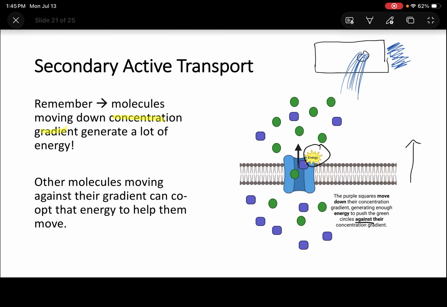So coupling the movement of these two molecules together, it's still requiring the input of energy, but that energy, instead of coming from ATP, is coming from the movement of another molecule down its concentration gradient. So secondary active transport uses that gradient that's already existing to co-opt that energy to then move something against its gradient. So that is primary and secondary active transport. Both are using energy. Primary is using ATP, secondary is using the energy that another molecule is generating down its gradient.